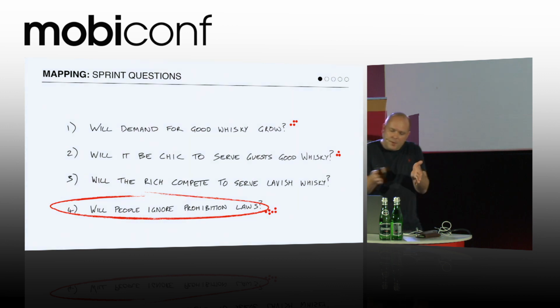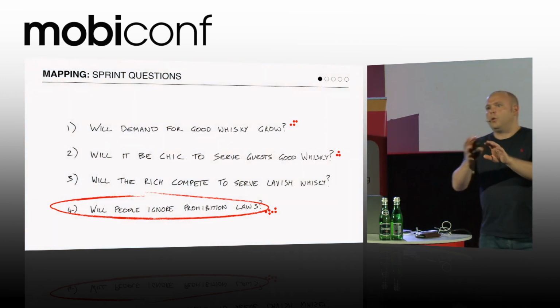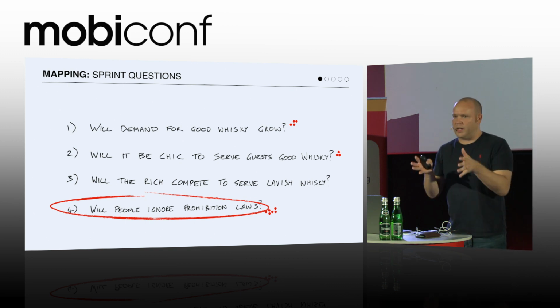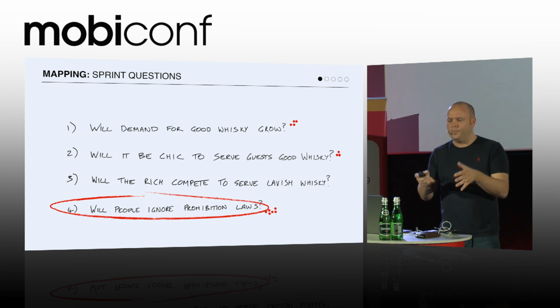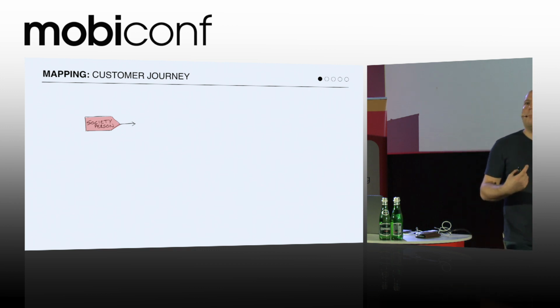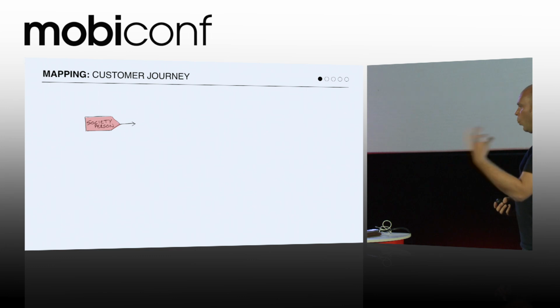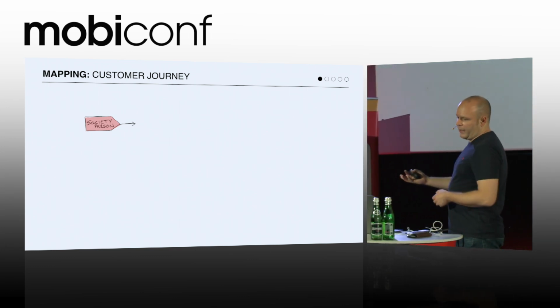So fantastic. We're maybe halfway through the Monday. We've understood a little bit about what we want to do, what the objective is, and we've started to understand what one of the key assumptions is. So now it's time to start mapping out the process. What does it look like for a customer to go from wanting whiskey to having whiskey in their hands?